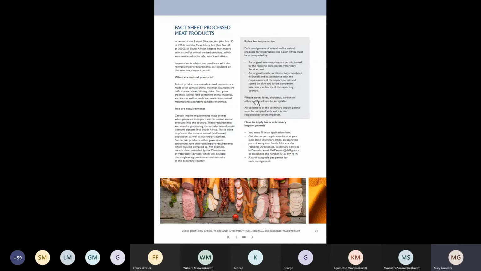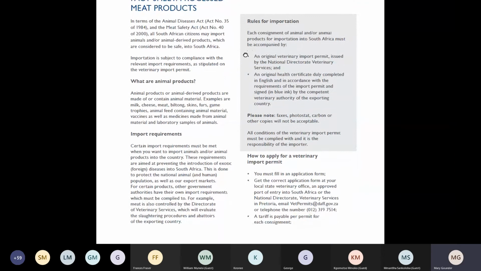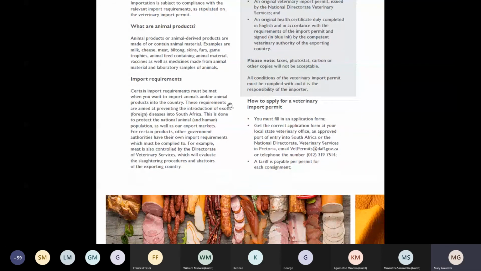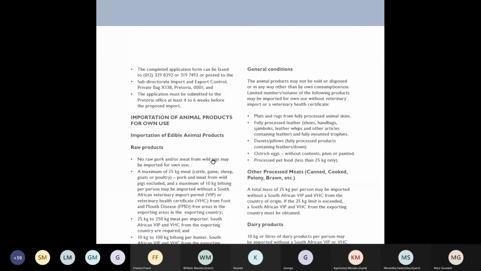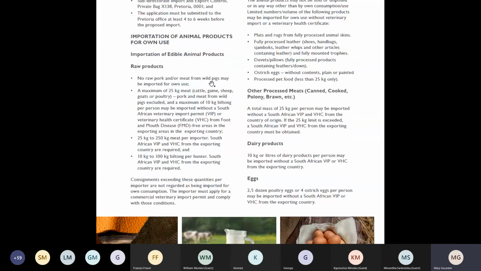Okay, your meat and meat products. Okay, so it's basically any products that's derived from animals. To export, your importer must have an import permit or a vet import permit. You will actually have to deal with the state vet on your side to get your vet certificates. Okay, so this is a little more information on importation of animal products. Sometimes people import for their own use, and there are limits to that.